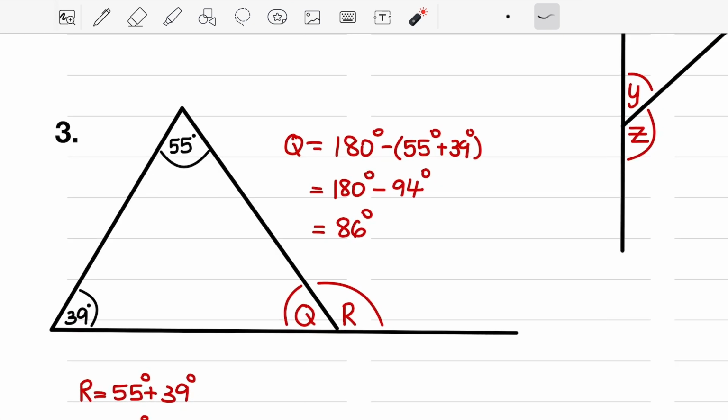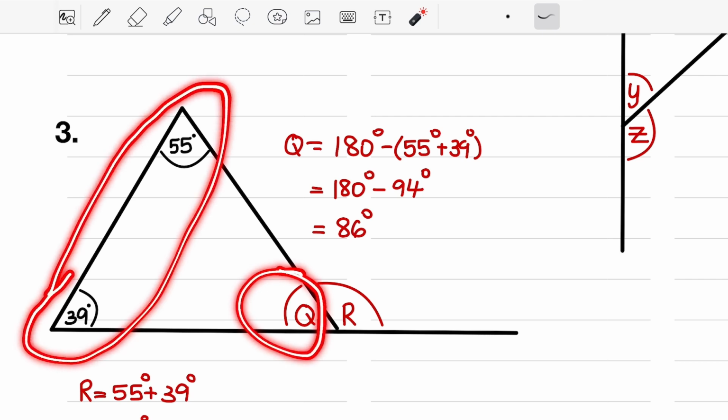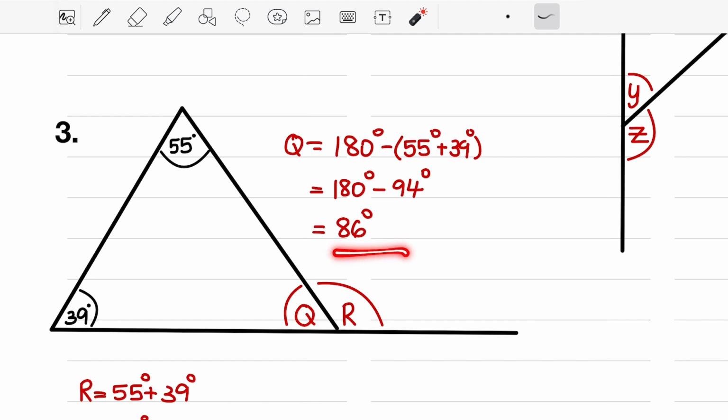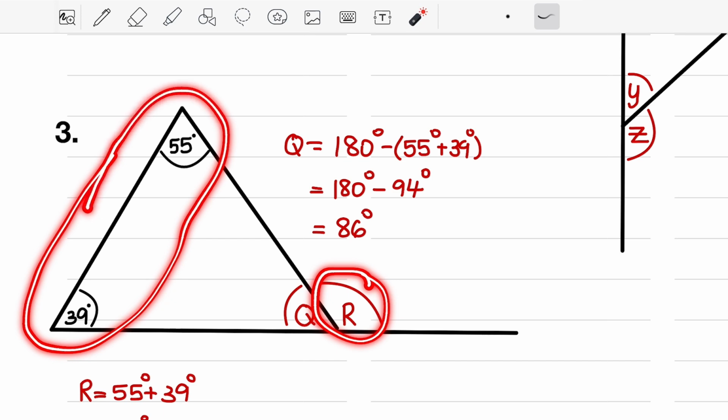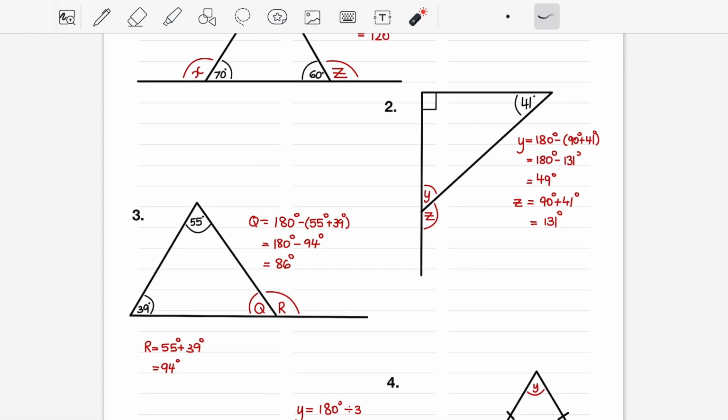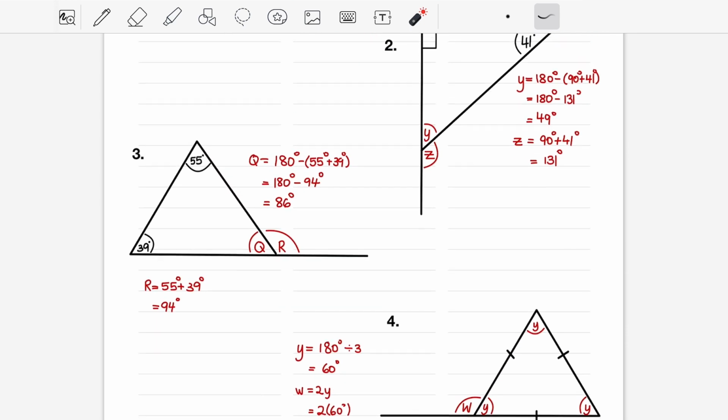Next, we have Q is equal to 39 plus 55, and we take that away from 180. So that will be 180, take away 94, which is 86. And R will also be 39 plus 55, which we have already worked out to be 94. Number 4.